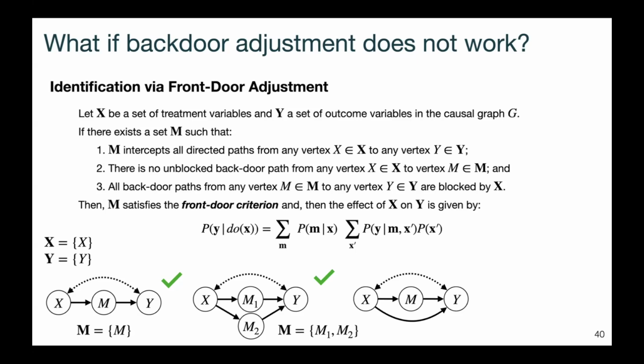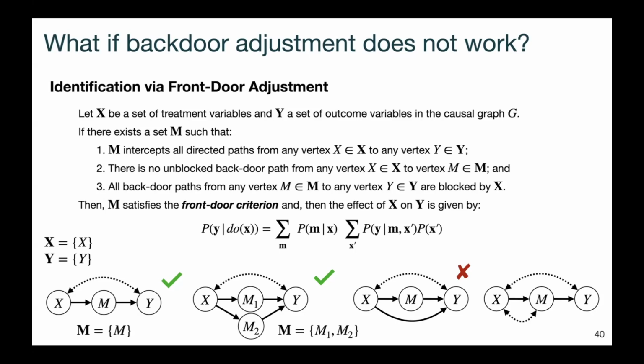What about this one? So I have to intercept all. I have a directed path that's just an edge, so I cannot intercept this. So it doesn't work. And what about this? It's violating some of the conditions. Which condition is it? Yeah, so there is this bidirected edge between X and M, but there's no bidirected edge between M and Y. And this is the directed path. So M is intercepting this directed path. So it's satisfying the first.